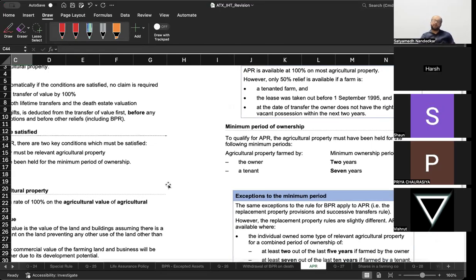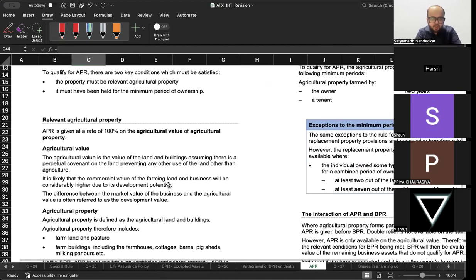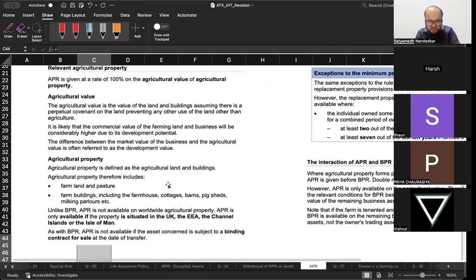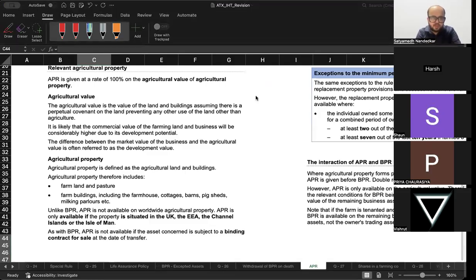To qualify for APR, the agricultural property must have been held for a minimum period of 2 years if the property is farmed by the owner. If the property is farmed by the tenant, then it should be held for a minimum period of 7 years. Okay. And what is relevant agricultural property? एक बार देख लो. Have a look at this.